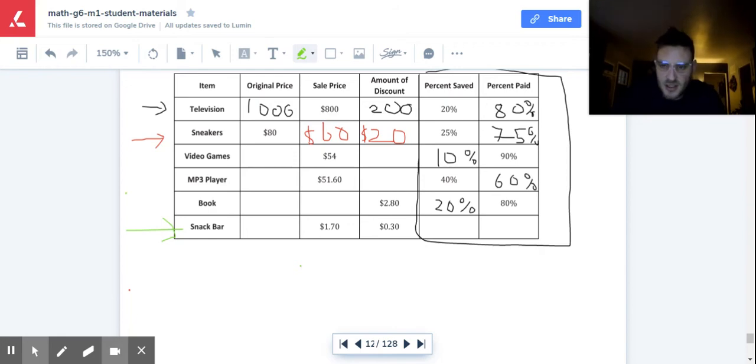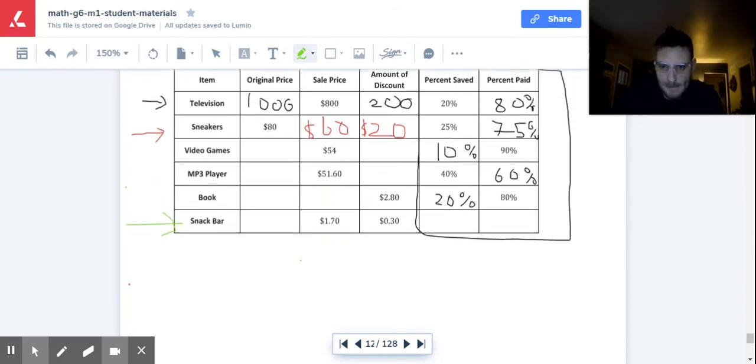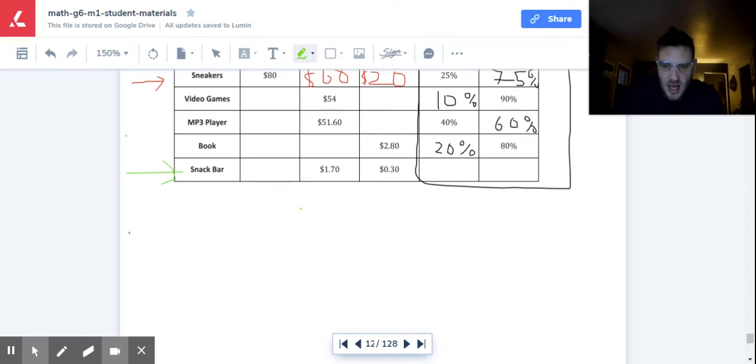So the sale price was $1.70. Okay. So they ended up paying $1.70. They saved 30 cents. So the real thing is, if they paid $1.70 and they saved 30 cents, then they should have spent $2 if it wasn't on sale. So that's equal to 100%. Right?